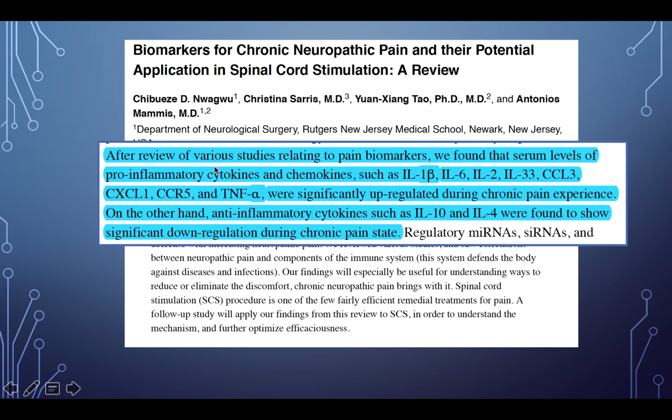So after a review of various studies relating to pain biomarkers, we found that serum levels of pro-inflammatory cytokines and chemokines, such as the ones I just read, were significantly upregulated during chronic pain experiences. On the other hand, anti-inflammatory cytokines, such as IL-10 and IL-4, were found to show significant downregulation in chronic pain states. So, interleukins aren't all bad, right? You've got these anti-inflammatory cytokines, such as IL-10 and IL-4, that should be working, but in the chronic pain state, they're downregulated, which means that you'd probably experience pain more.